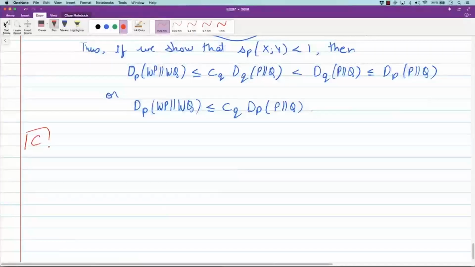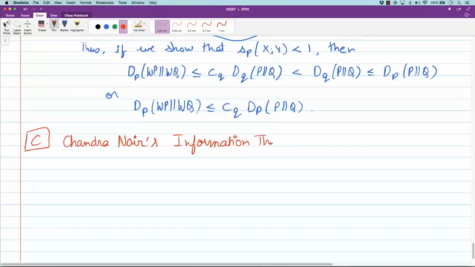Finally, I'll conclude with a slightly different characterization of hypercontractivity, this constant SPXY. I'll call this an information theoretic characterization due to Chandra Nair. So I'll call this Chandra Nair's information theoretic characterization.